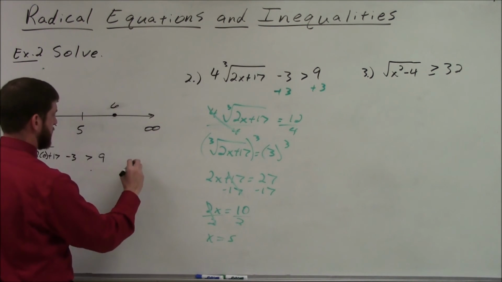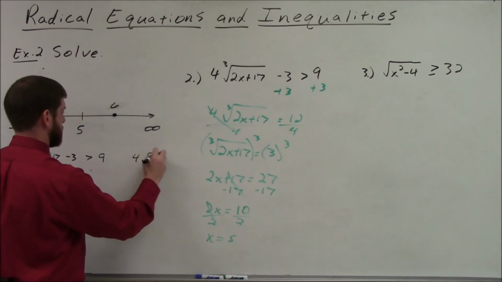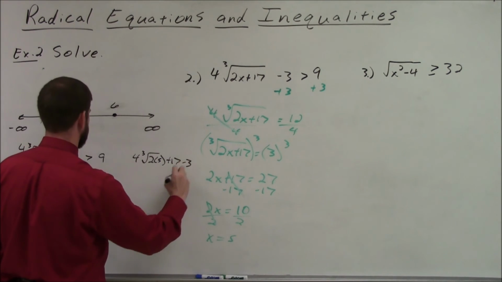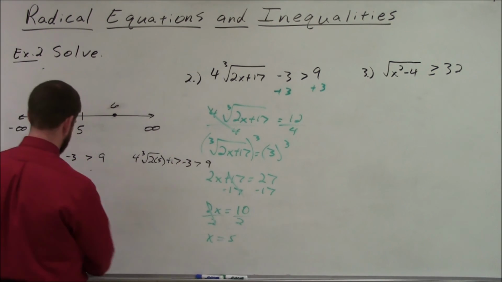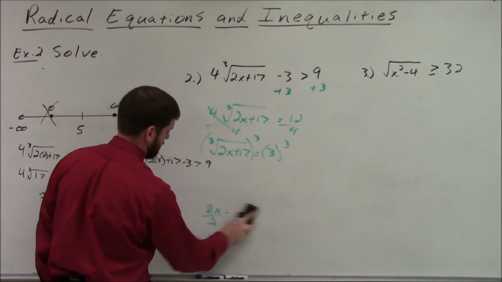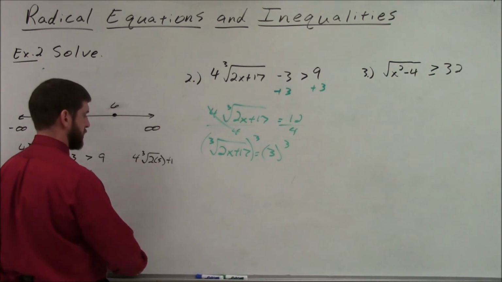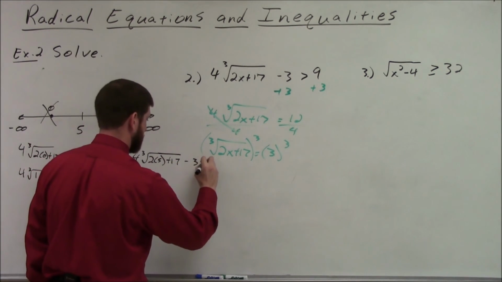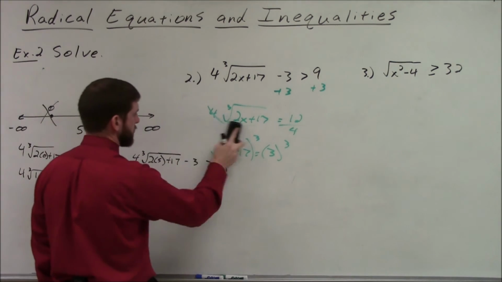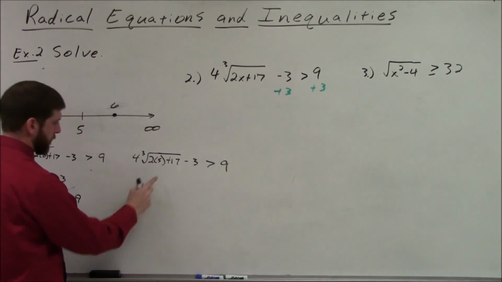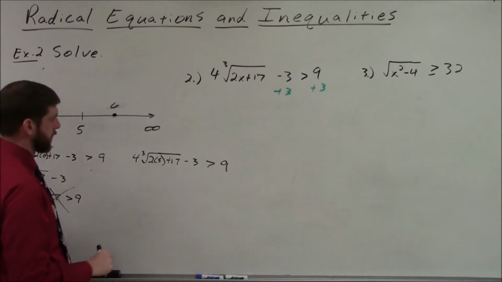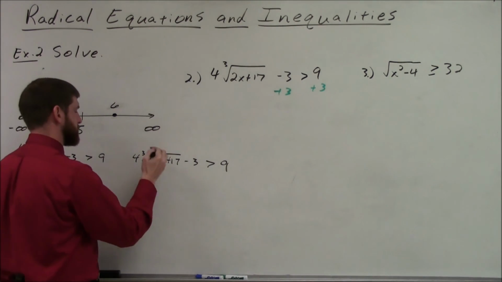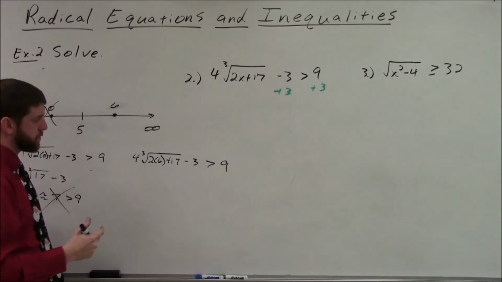Let's try this interval over here. So if we go 4 times the cube root of 2 times 5 plus 17 minus 3, is that greater than 9? Okay, so as we go through this one... Oh, we don't want 5, we want 6. Of course that was going to work out. 2 times 6 is 12.